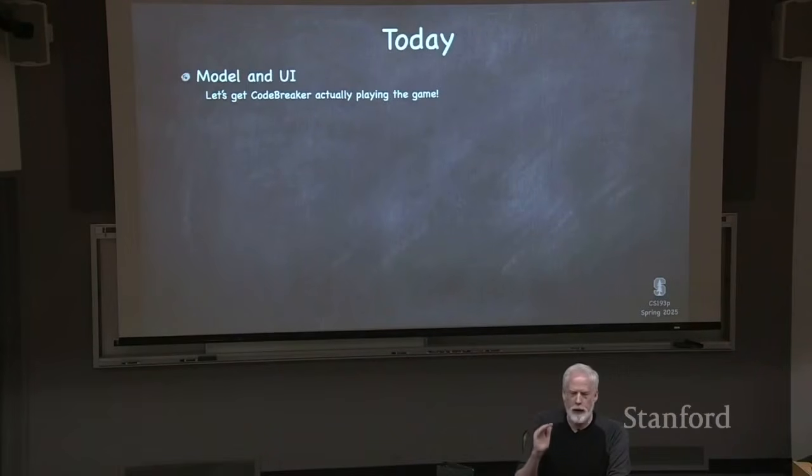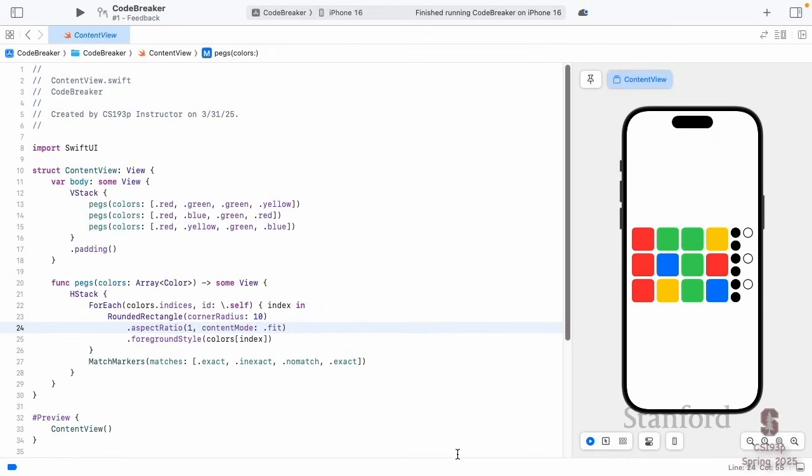And today, it's all about model and UI. And we're going to just dive into making our CodeBreaker have a separated model and UI. And because it'll have a model, it'll be able to play the game by the time we're done today. It'll be fully implemented gameplay. And that's all we're doing today.